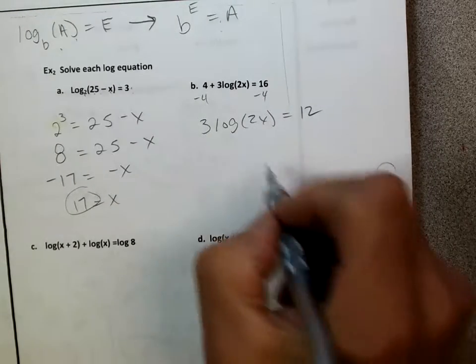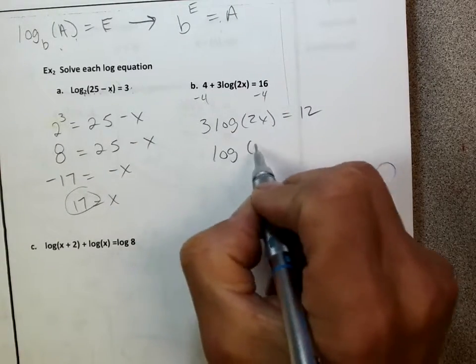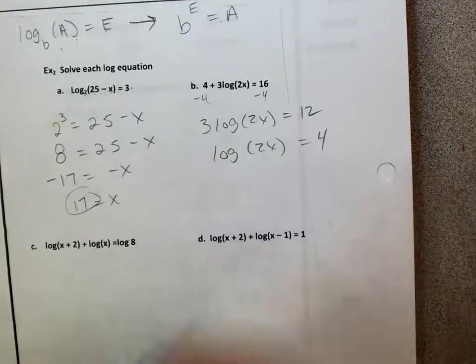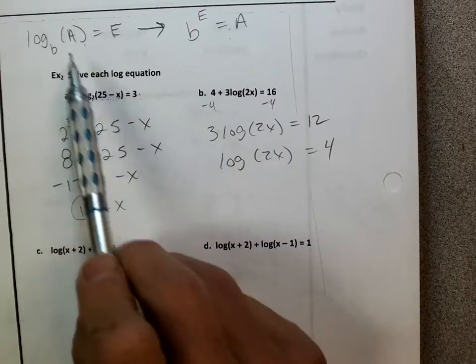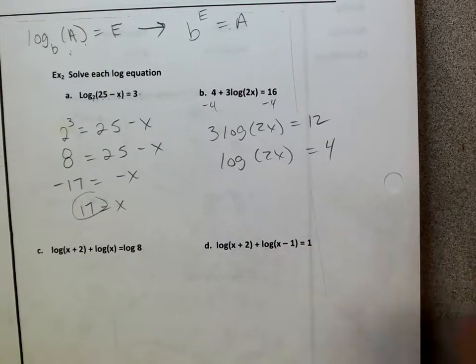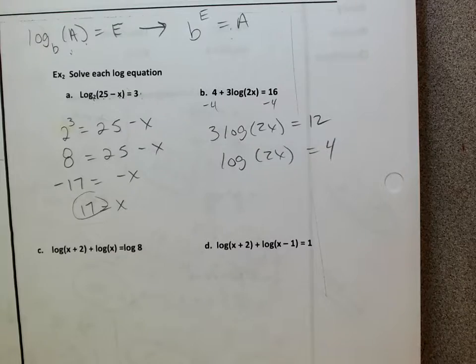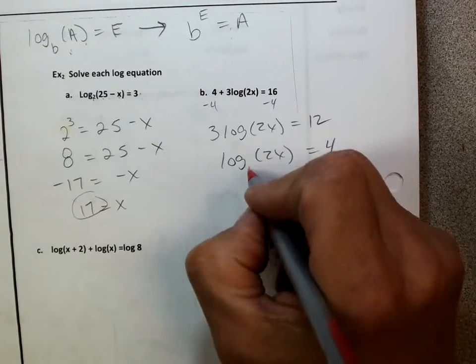Divide by 3, right? Log 2x equals 4, right? Now, I want to change it from log form to exponential form, but what's the base? So is it 1? No, 10.